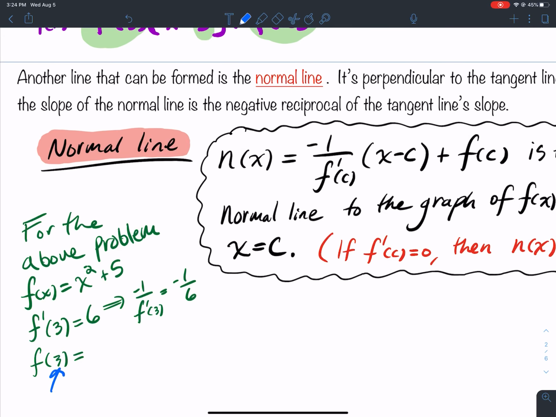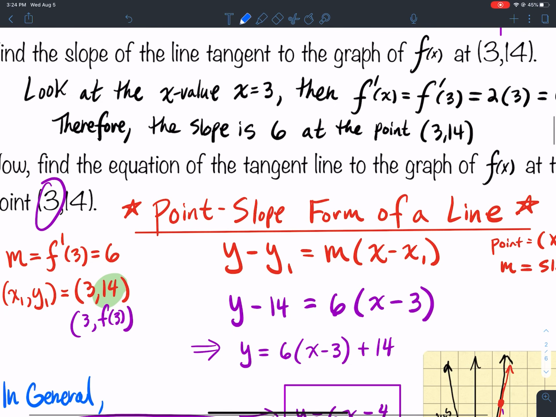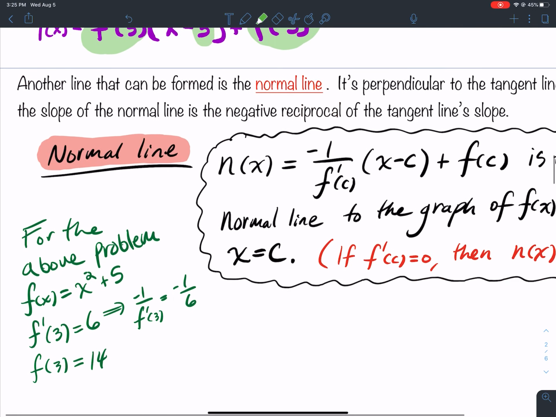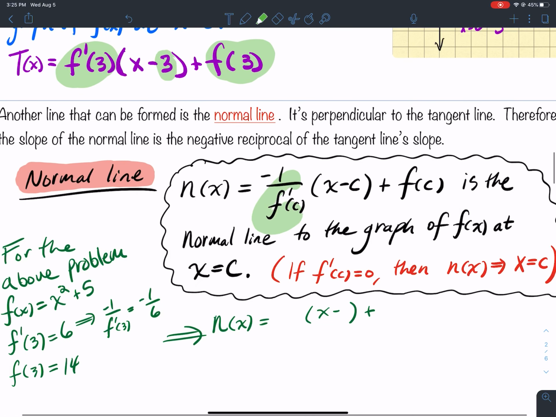So f of c, c here is 3. And we got that from our problem up here, 3 comma 14. That was what was going on there. The 3 comma 14 was the point. The x value is 3. The y value is the 14. Okay. And so that's where this information comes from. And so what does that tell me? Using my formula, the slope is equal to negative 1/6 times x minus c. Well, c here is 3. And then add f of c, and f of c was 14.